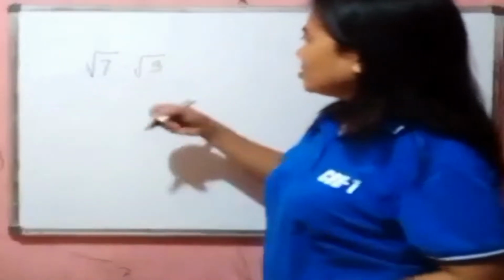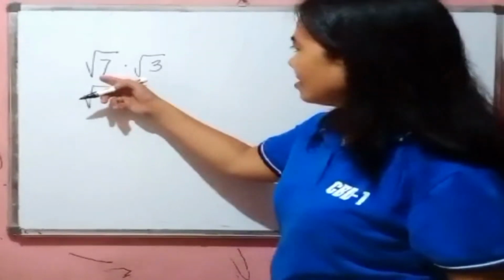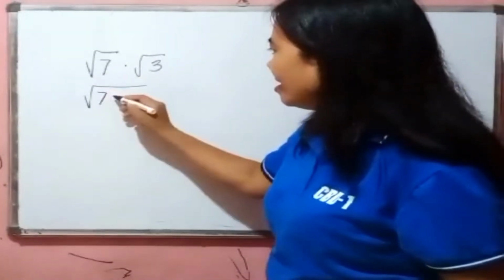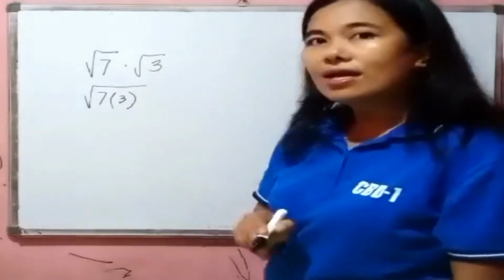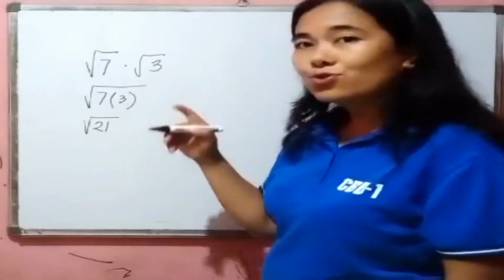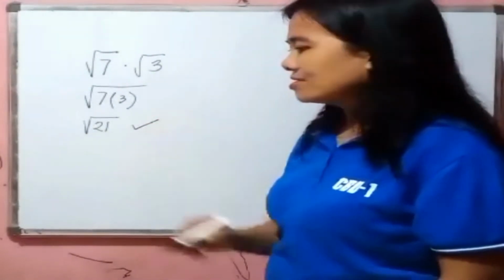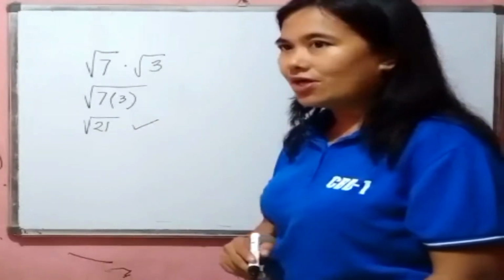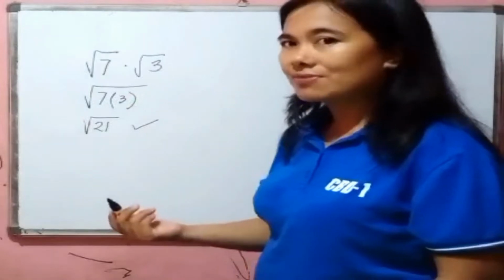So, what you're going to do here is to put them as 1 single radical. So, lagay mo si 7. And then, of course, multiply mo si 3. Now, 7 times 3 is 21. And 21 can no longer be simplified. So, 21 is already the final answer. Ngayon, kung kaya pang ma-simplify, kailangan mo pang mag-simplify. Okay?